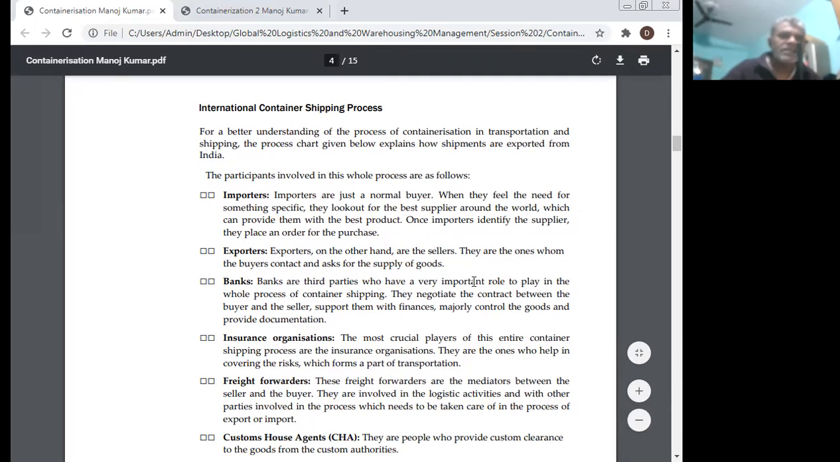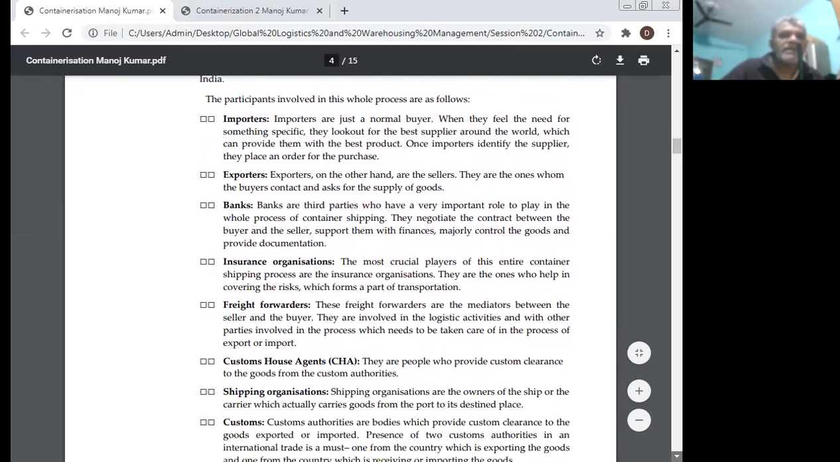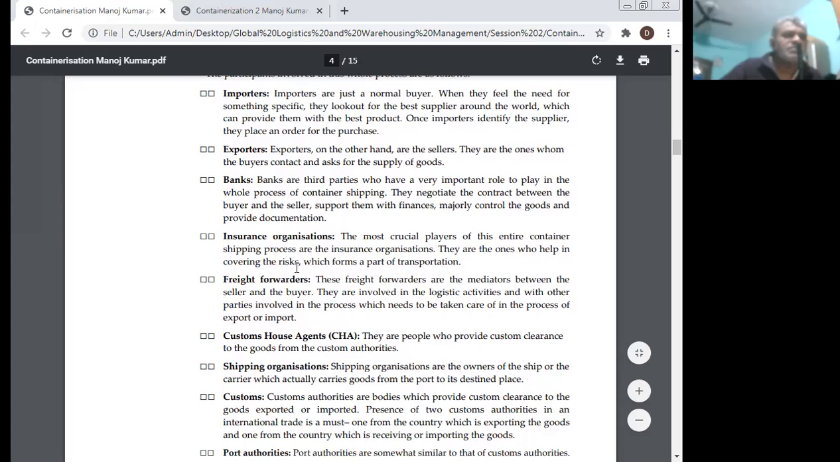Banks are the third party who have a very important role to play in the whole process of container shipping. They negotiate the contract between the buyer and the seller, support them with finances, control the goods, and provide documentation. Insurance organizations: the most crucial players of this entire container shipping process are the insurance organizations. They are the ones who help in covering the risk which forms a part of the transportation.